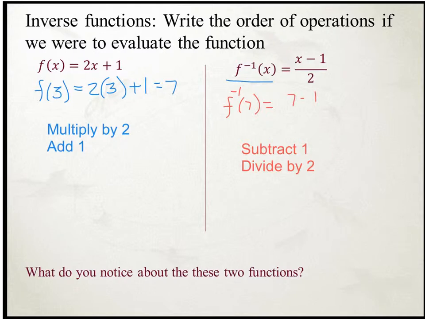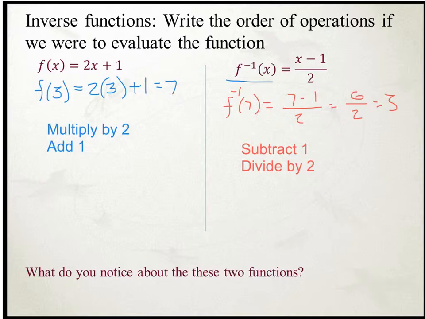7 minus 1. And then after we did that, we would divide by 2. So we would do this, and we would get 3. So here's what I want you to notice about this. If you haven't noticed already, we're using opposite operations. And in addition to that, they are in the opposite order.